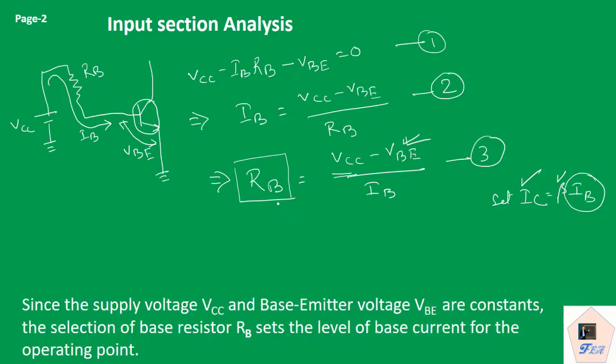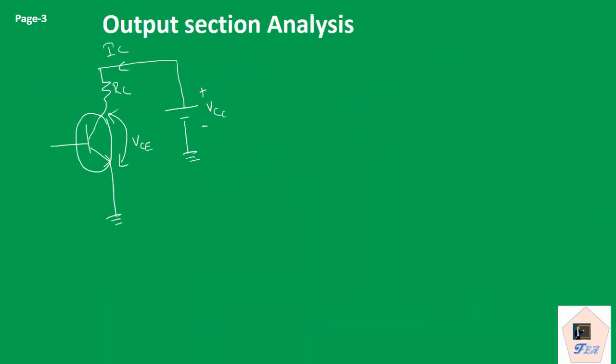From the analysis of the input section, we can find that the supply voltage VCC and VBE are constant. Thus the selection of RB sets the level of base current and hence the operating point also. Similarly, now we analyze the output section, where we have already considered IC is equal to beta IB. Let us put a number to this relation also. The interesting point is that the base current is controlled by the level of RB, and IC is related to IB by the constant beta.